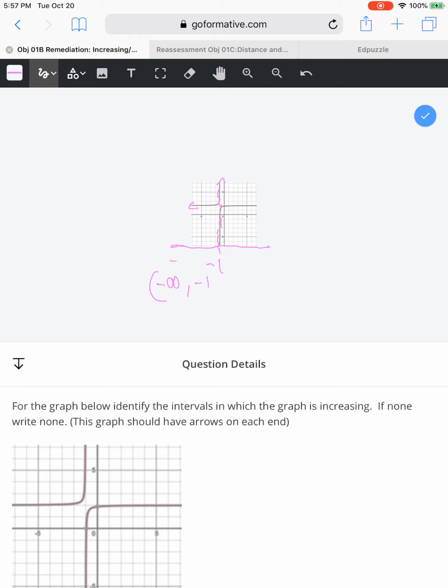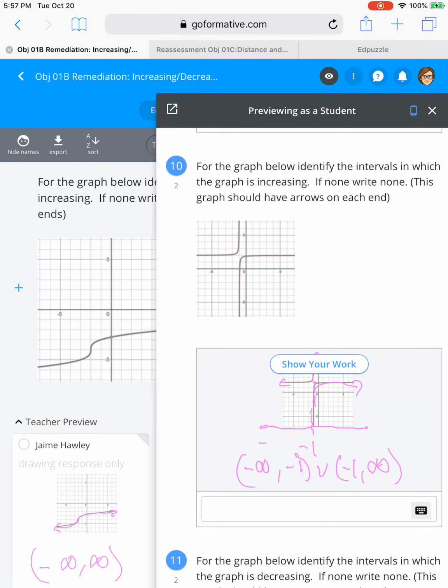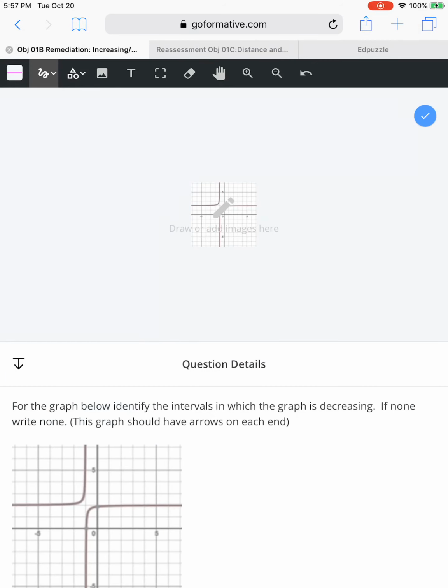So from negative infinity to -1, it's increasing. Then it starts increasing from -1 and continues on to positive infinity for this part of the graph. So it's going to be negative infinity to -1 and -1 to positive infinity. This one, my graph never decreases, so this would be none.